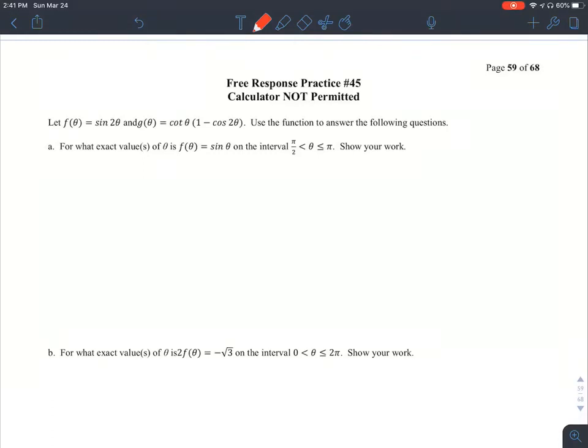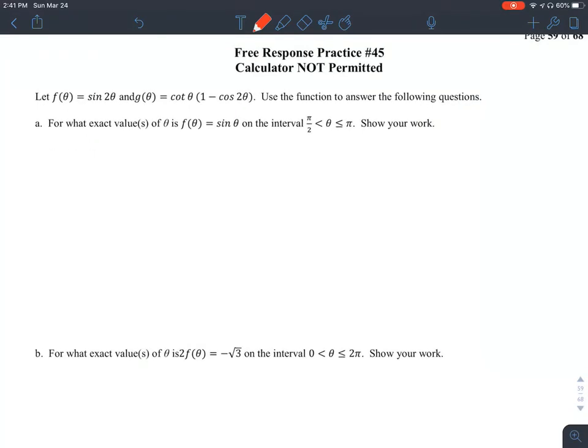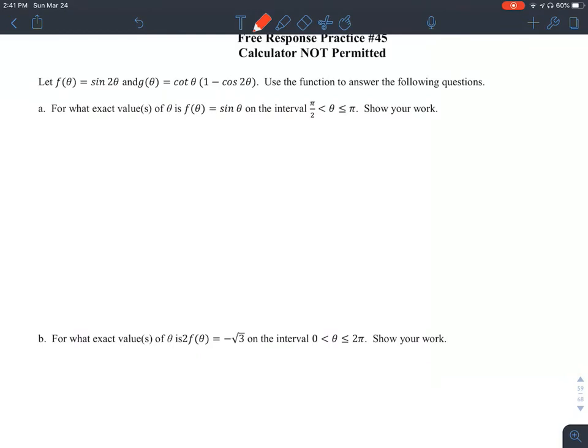Pre-AP Precalculus, free response practice number 45, you cannot use a calculator. Let f of theta equal sine of 2 theta and g of theta equal cotangent of theta times the difference of 1 and cosine of 2 theta. Use the function to answer the following questions.